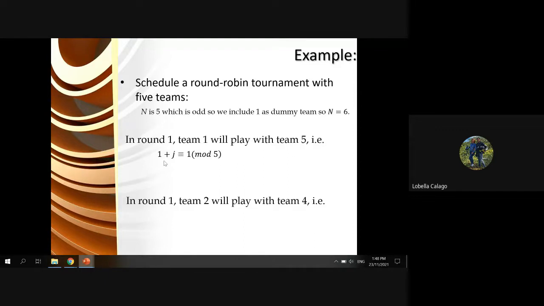Okay? So, we have 1 plus j is congruent to 1 mod 5. Ano naman to si 1? This is team 1 because we have i plus j, where i and j are the team numbers. So, if we're talking about team 1, ilalagay natin si 1 dito. Ngayon, paano malaman natin sino yung kalaban ni team 1 sa round 1? Sinabi dito sa answer, ang kalaban niya is si team 5. So, titignan natin.